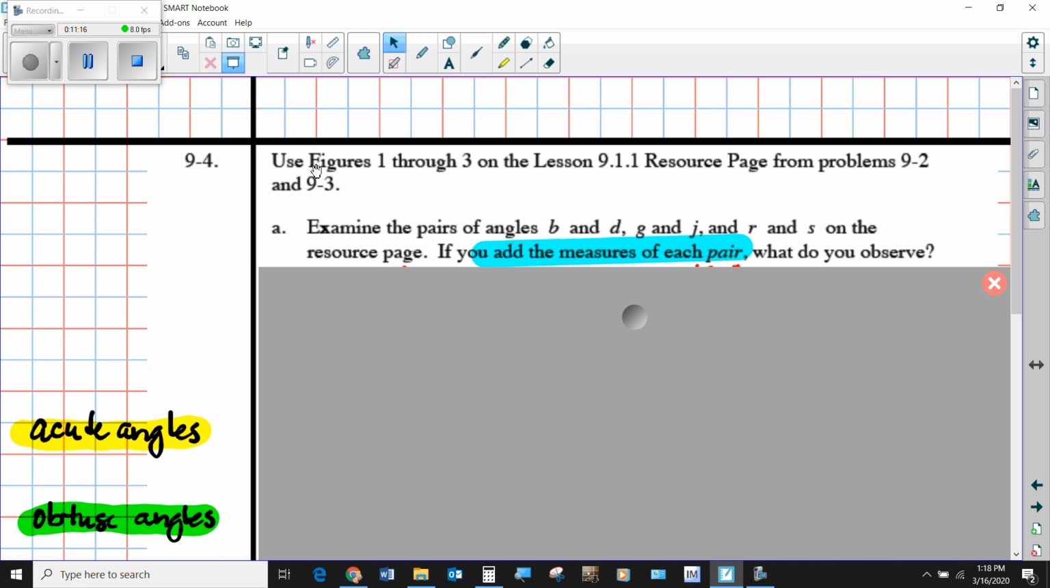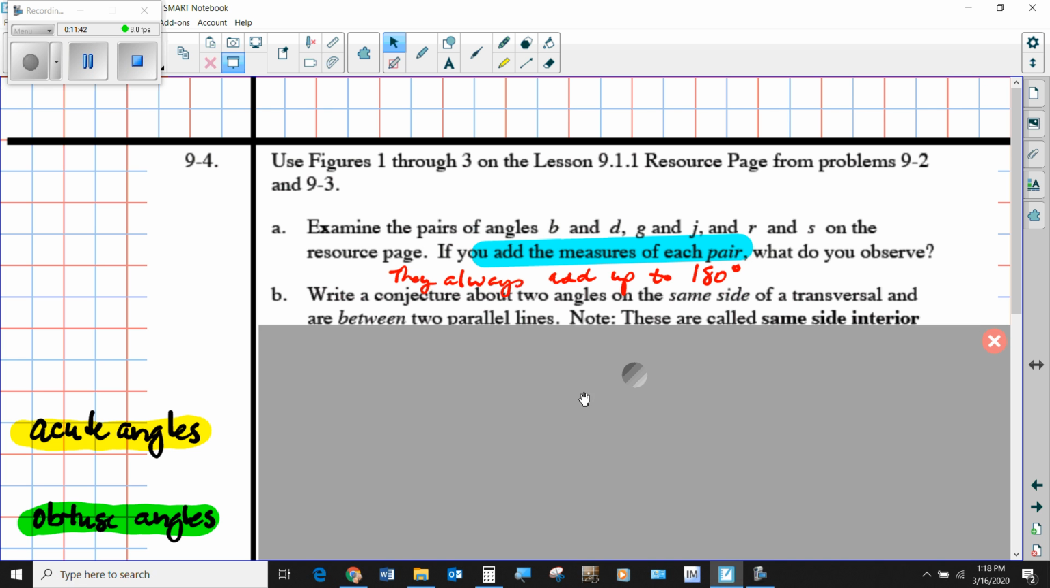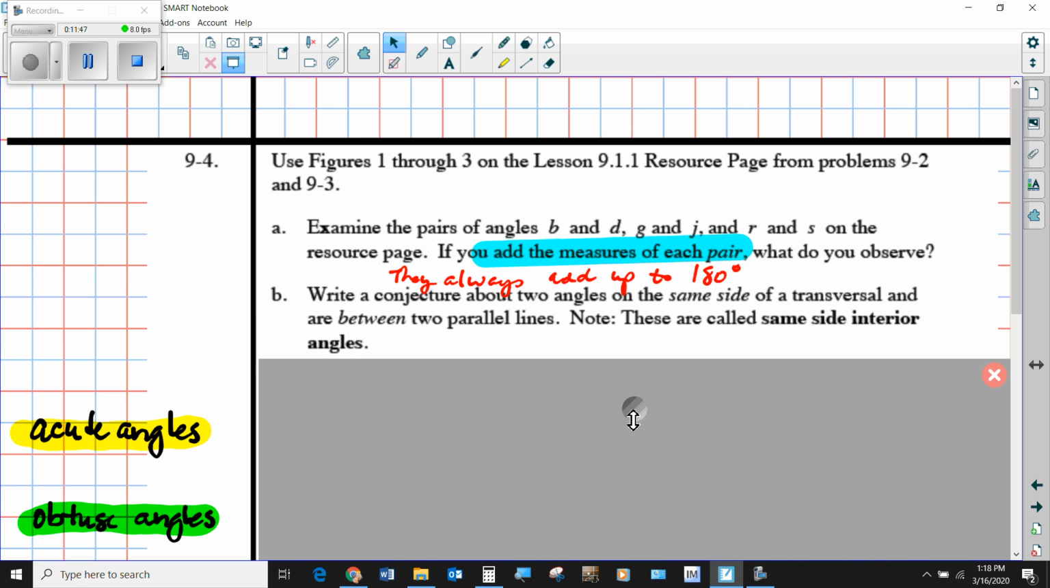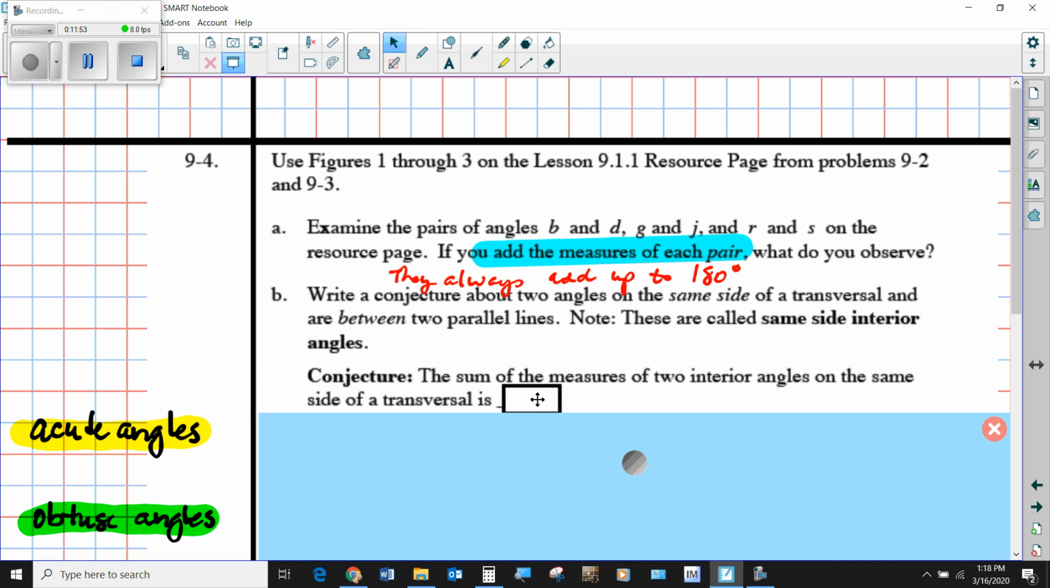All right, now use figures 1 through 3 on that previous set of problems to answer these questions. Examine the pairs of angles B and D, G and J, R and S. If you add those angle measures together, what do they add up to? I should have let you do that first before I gave you the answer, but I'll just give you the answer. It's 180 degrees. Write a conjecture about the two angles on the same side of a transversal and between parallel lines. These are called same side interior angles. So what do the same side interior angles always add up to? They're always going to add up to 180 degrees.